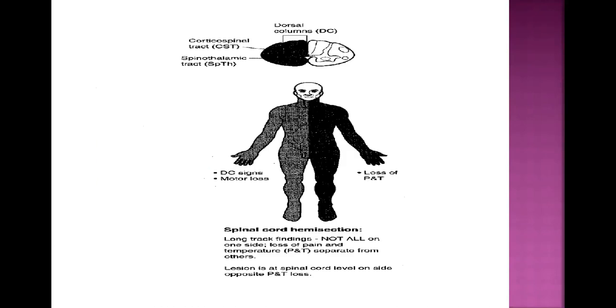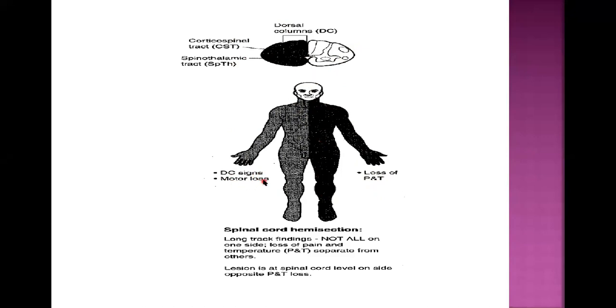Now we are coming toward the end of this topic. At the end, have a look at this picture, all of you. See here, there is a cross section of the spinal cord. Now what is happening to this patient? These are the clinical features which they have shown here and written also here. On this side, there is loss of pain and temperature. On the opposite side, there are dorsal column tract signs, and there is motor loss also.